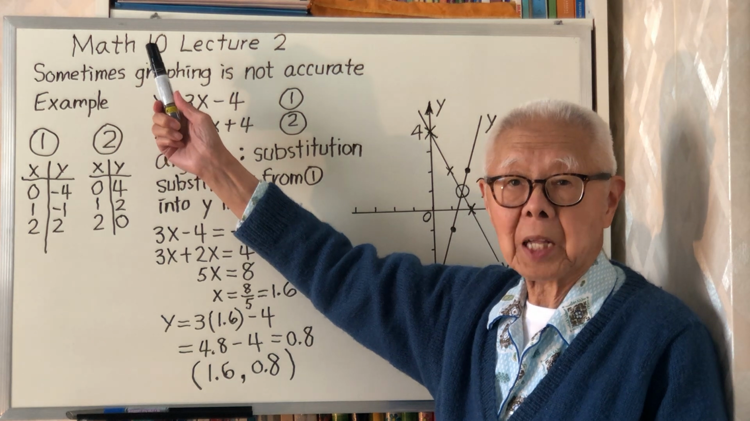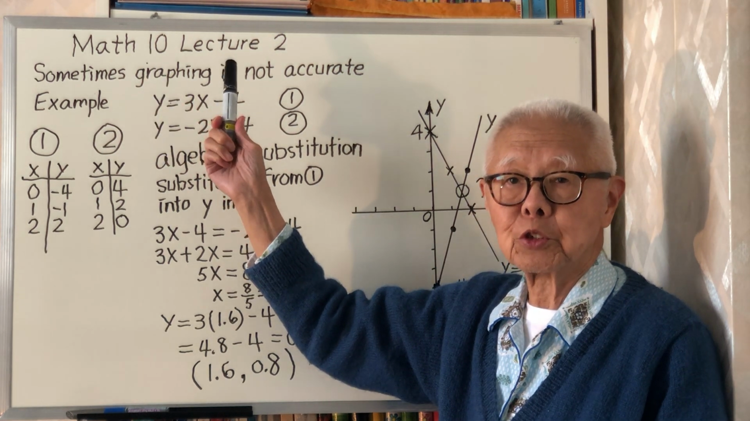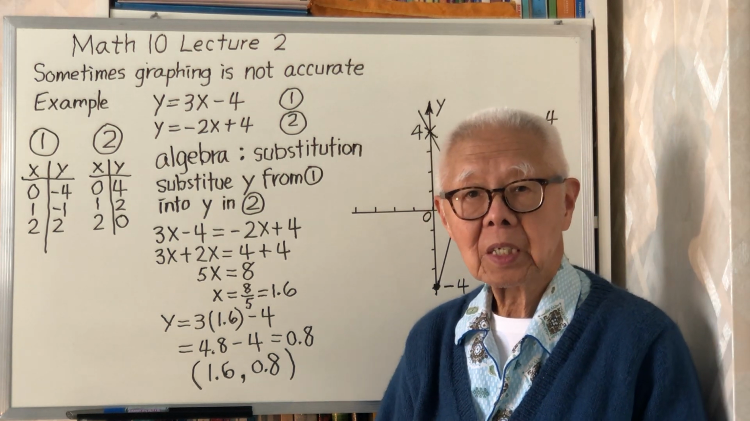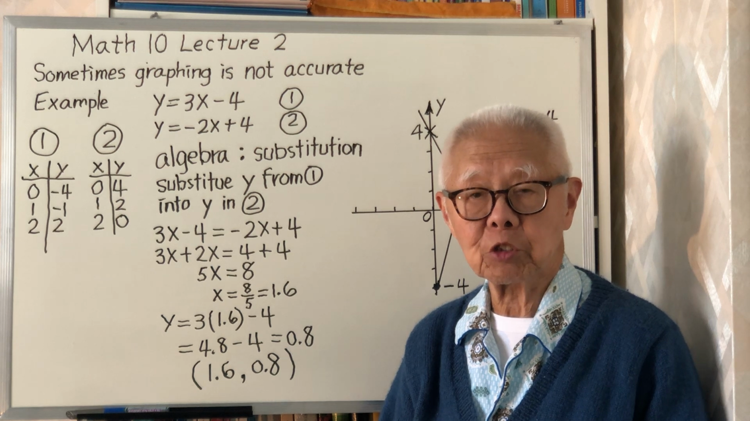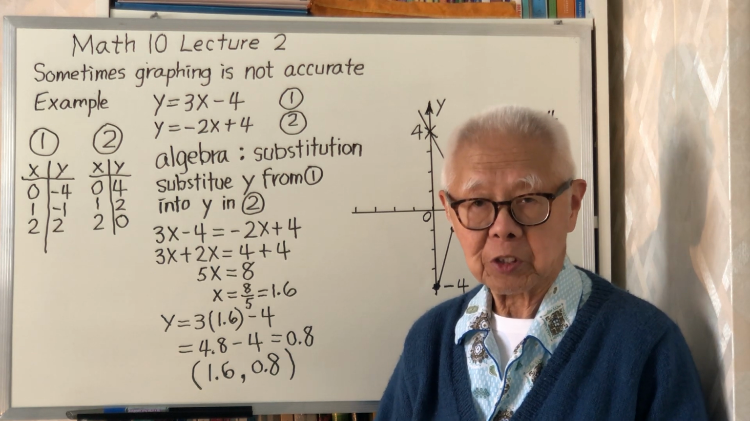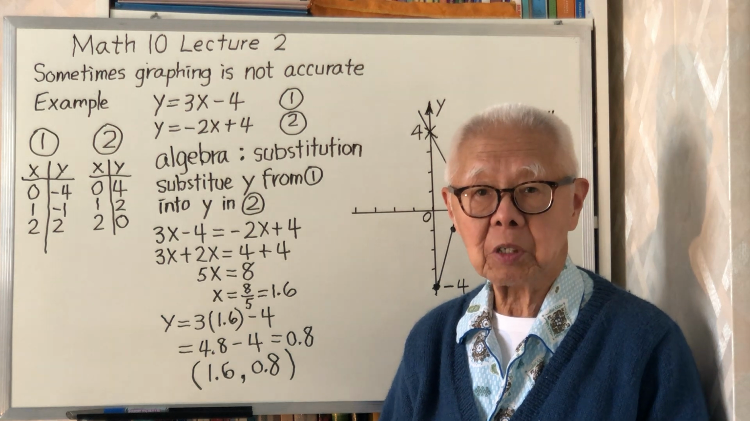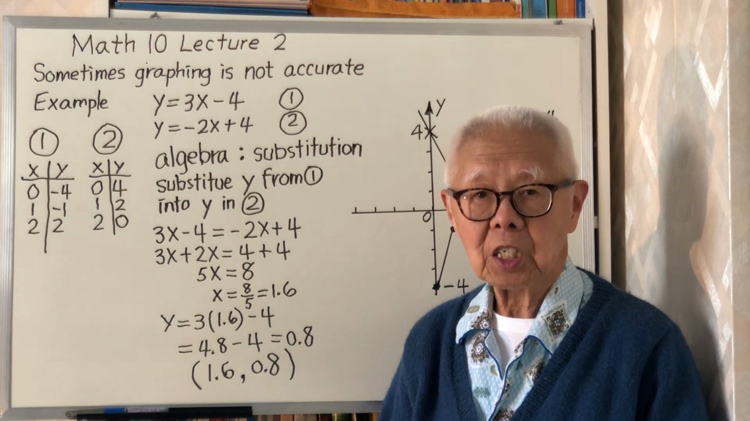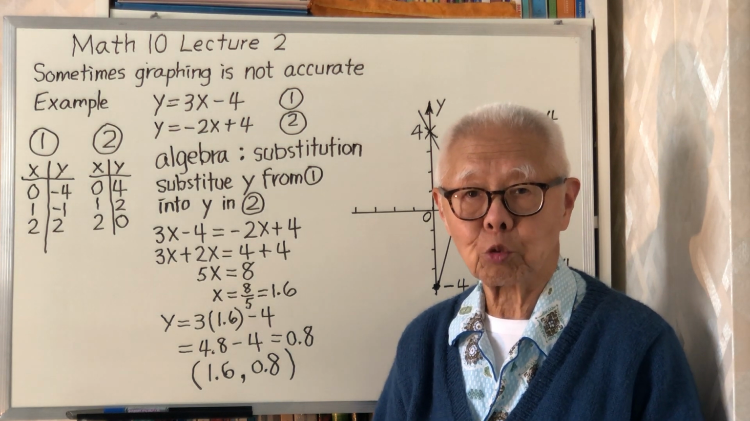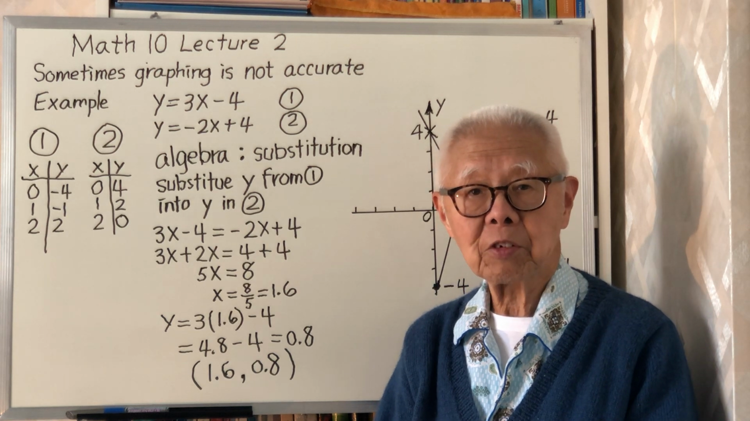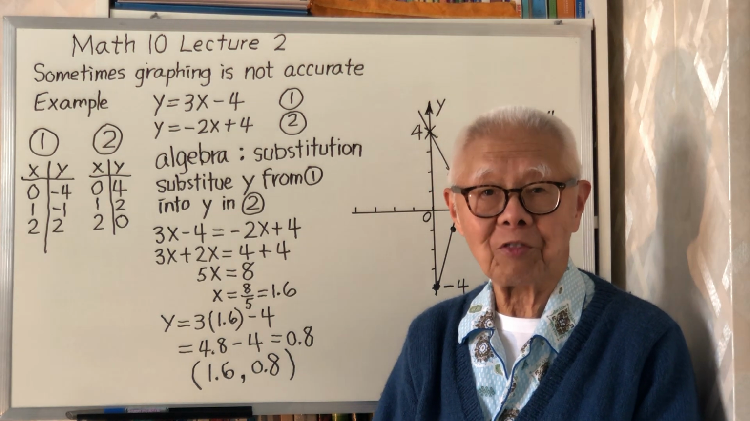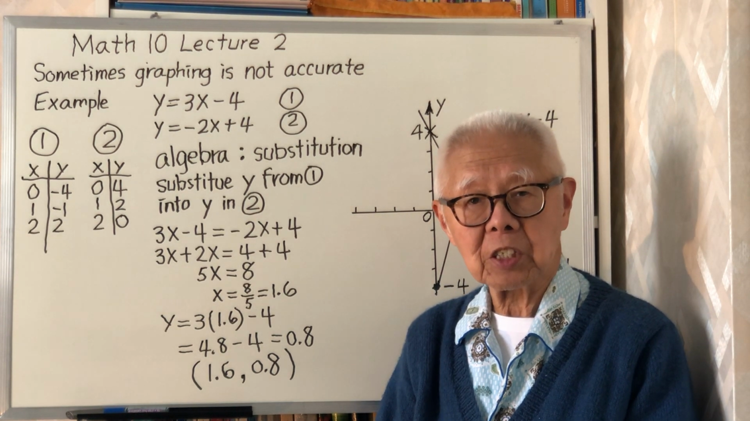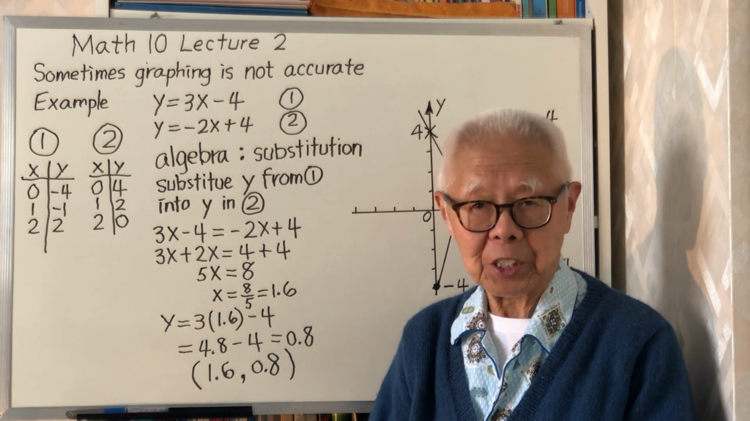Grade 10 Mathematics, Lecture 2. Last time we talked about graphing system of equations, the graphing method. The solution to a system of two equations is the intersection of the two graphs, and to graph is to use a table of values. But sometimes the graphing method is not accurate.